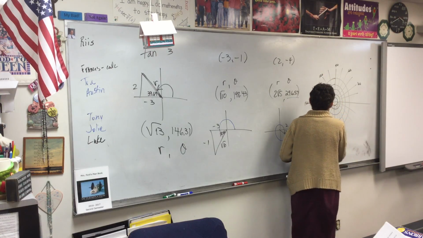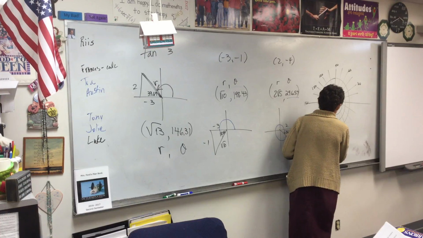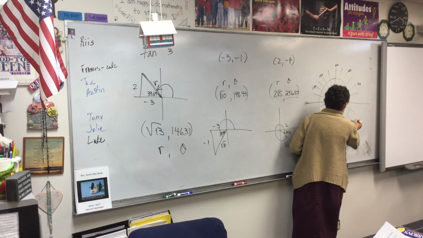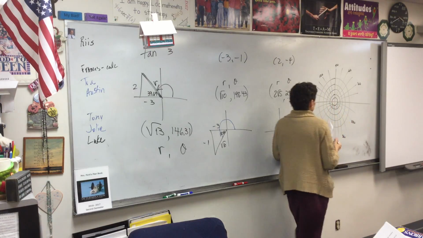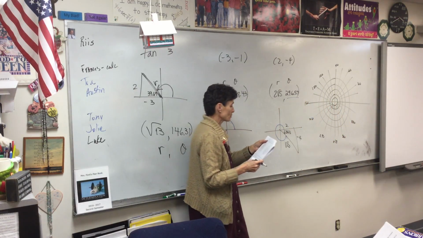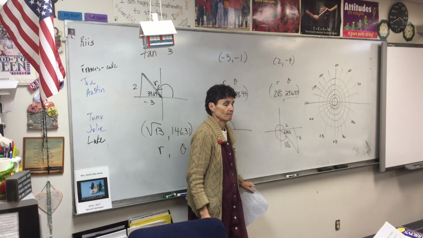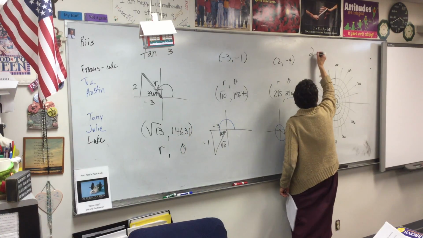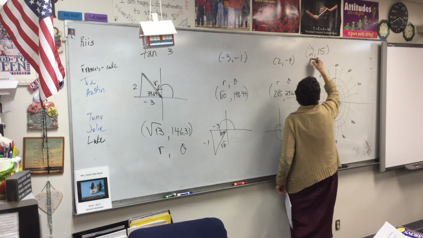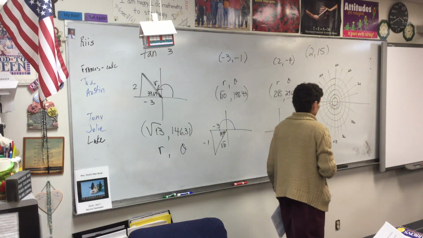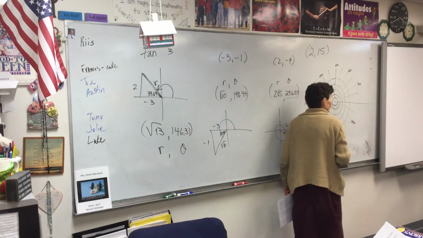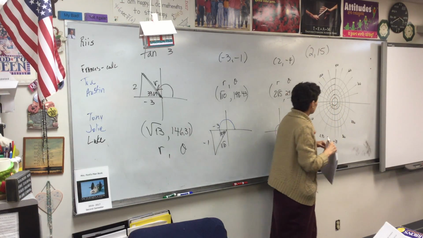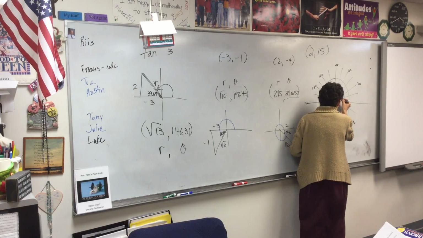All right, and we're going to plot some points. The first point we're going to plot is (2, 15°). Now, what did I tell you about polar coordinates? What does the 2 tell me? Which radius to get on. So you're going to get on the second circle out, and you're going to get on the 15-degree line. So that first one is going to be right here.